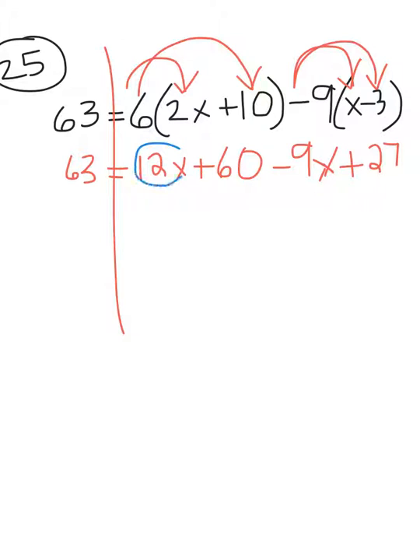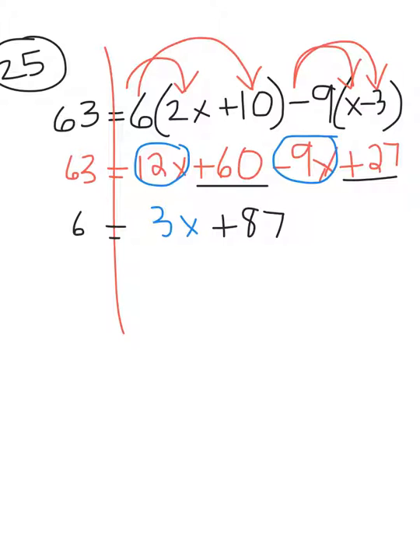I'm going to combine this 12x with this negative 9x. That would give me a positive 3x. And then I'm going to combine 60 and 27. Those are both positive, so that would be 87. And there's my 63 still hanging out on this side. Okay, so now I'm going to go minus 87 over here because I'm trying to get this x isolated. I want x to stay on this side of the equation. Negative 87 over here, and that cancels out.